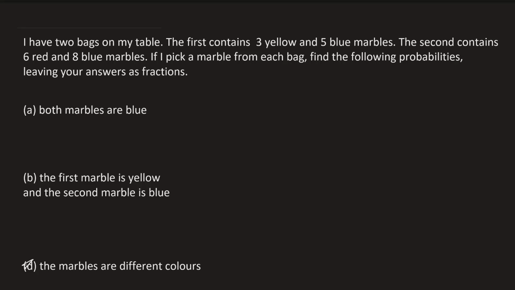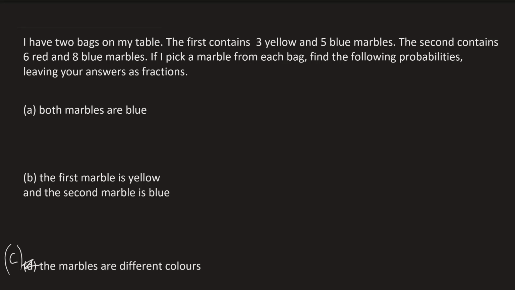And that should read part C, sorry. And part C says the marbles are different colors. This question does not specifically ask you to draw a tree diagram, but it is a multiple event question. The first event is picking a marble from the first bag and the second from the second bag. So we'll draw a tree diagram because it is by far the simplest way to answer this kind of question.